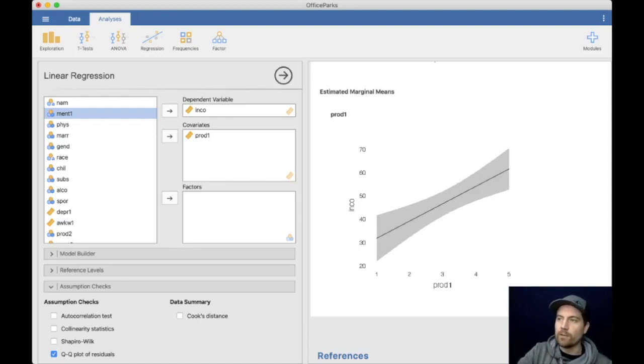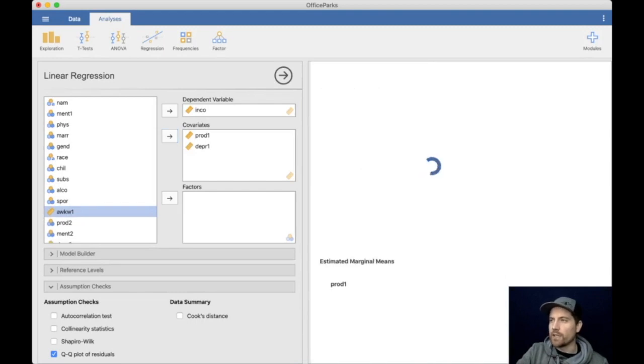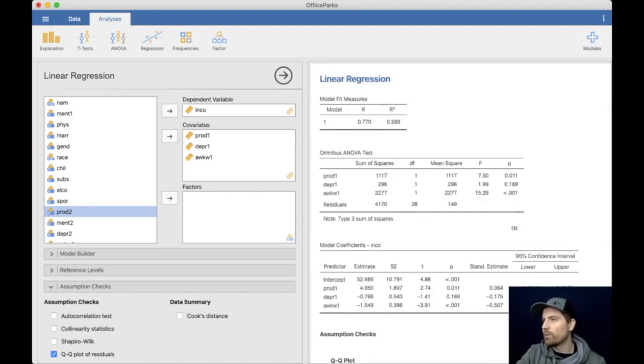Now we can add to it. Let's say we think that productivity is going to predict income, but we wonder if income's also affected by depression and awkwardness. So let's put both of those in there, and let's go back to the top where we have our results.